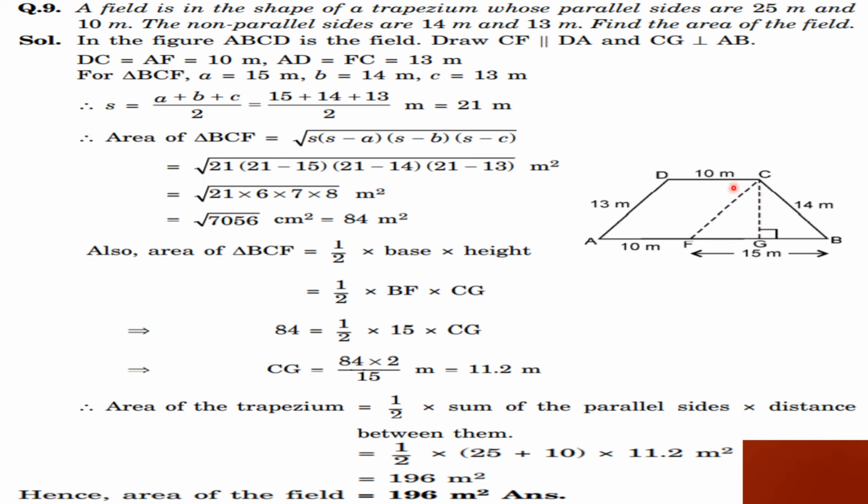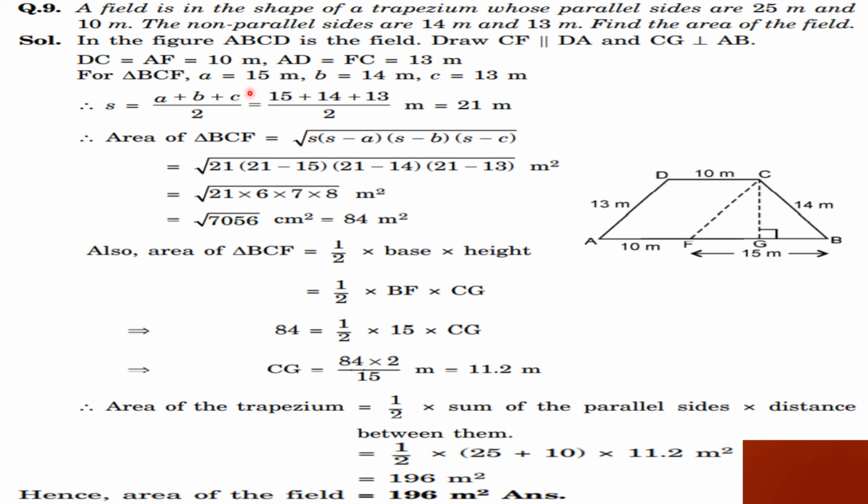AECD is a parallelogram. CEB is a triangle. Then what are the properties of the sides of a parallelogram? Opposite sides are equal. So AD is equal to CF. Isn't it, my dear children? CF length is also 13 meters. So automatically we got the CF length, BE length and BC length. So we can find the area of this triangle.